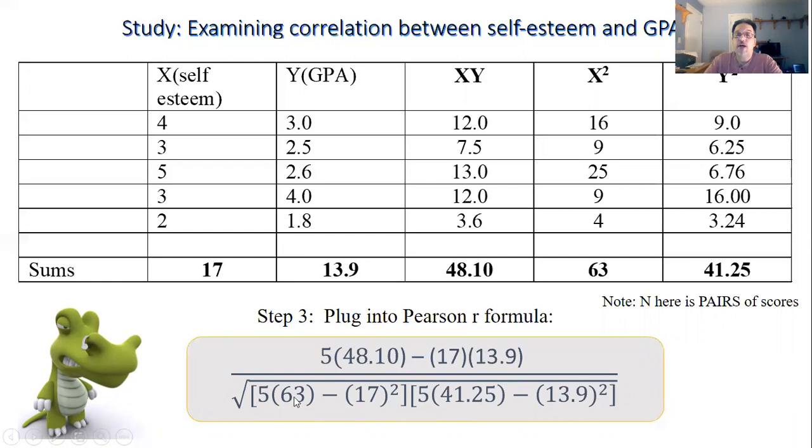Solve in brackets first. 5 times 63 minus 17 squared, and bracket. 5 times 41.25 minus the quantity 13.9 squared. Solve both of those within the brackets. Multiply this bracket value by this bracket value. Then take the square root of all of that, and then divide the top by the bottom. All right? So next step is solve. Okay, so just follow the steps that I've just said. Again, pause it here, solve, and then we'll see if you have the right answer.